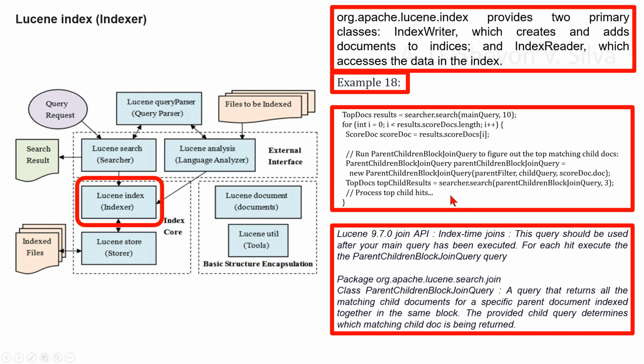So to map a join in the opposite direction, use the to-child block join query, which wraps any query matching parent documents, creating the joined query matching only child documents. So this is basically with the Lucene search module, but I included this here as an example due to the indexing. Do you see the importance of indexing here?